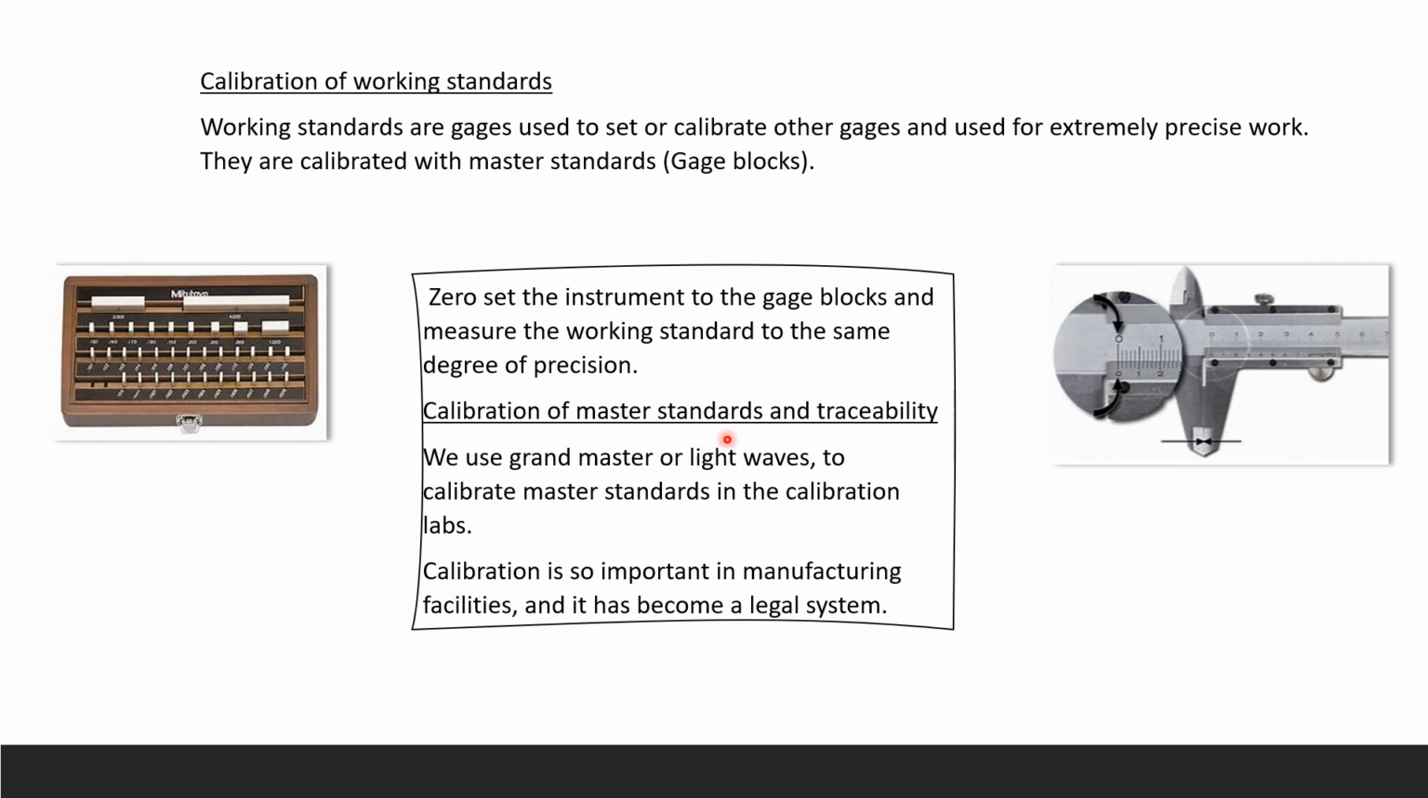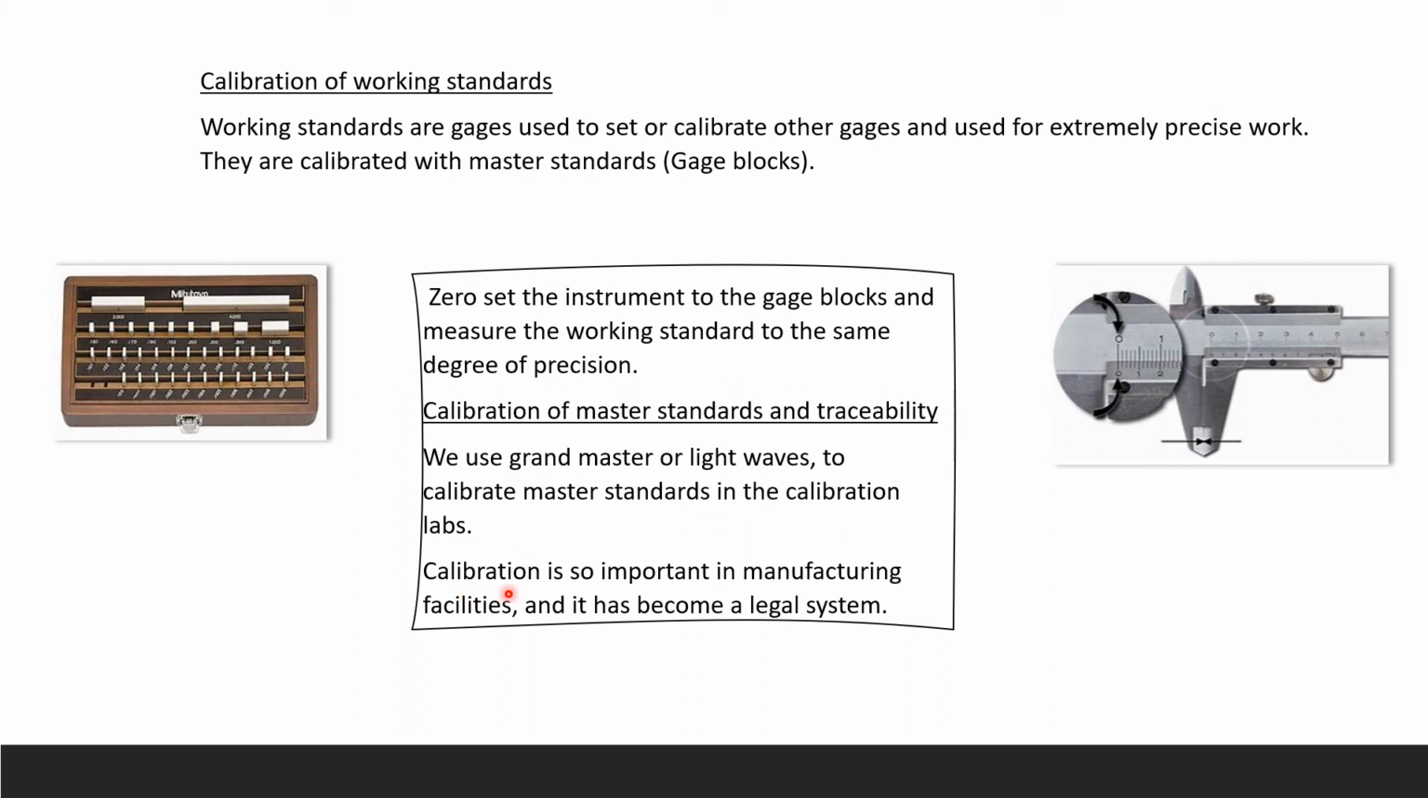So, calibration of master standards and traceability. We use a grandmaster again, and the best ones are your light waves. Light waves are just an instrument, and we use the waves to measure from this point to that point. If you use the wave, it's very, very precise because it's really fast. Of course, we use the light wave instruments to catch that distance, and it's digitalized, so it comes up on a screen that you can just read. So to calibrate master standards in the calibration labs, we use light waves because they're very accurate.